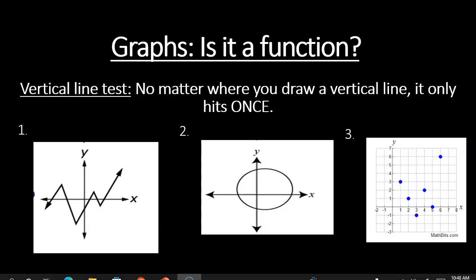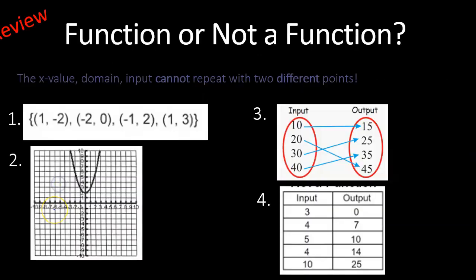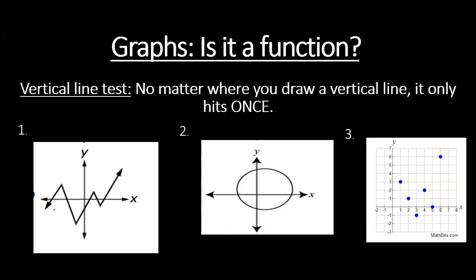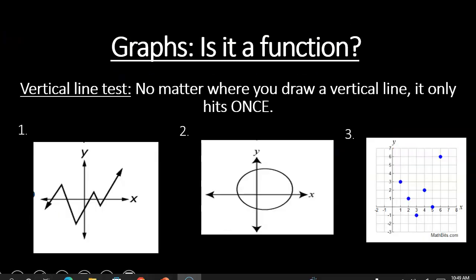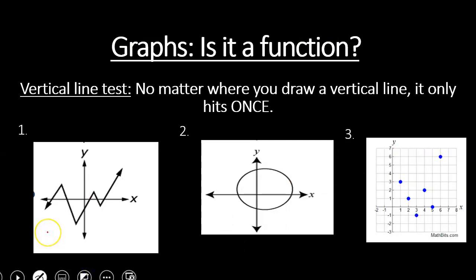All right, with our next three graphs, number one is a function. If you draw a vertical line through here, it's only going to be touching in one place at a time. Okay, one place at a time. Number two is not a function. Anything in the circle or oval family is not going to be a function because it's going to hit it in more than one spot.